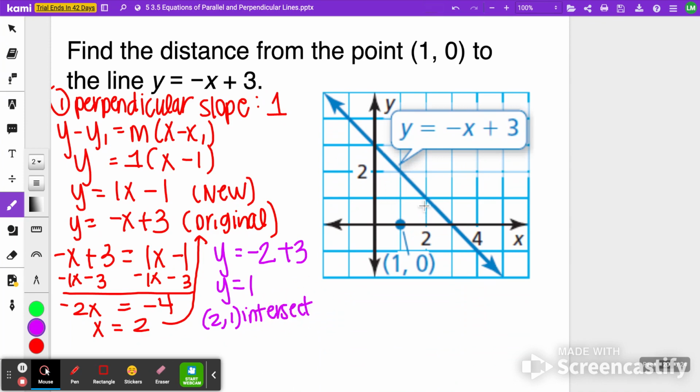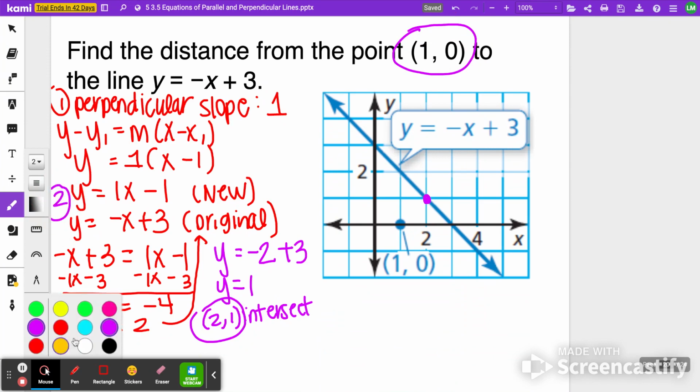Okay, so here's (2, 1). Now I want to know the distance between the original point and this point. So I just did step 1, and here is where I did step 2. Step 3 now is going to be using the distance formula. I'm going to use these 2 points, (1, 0) and (2, 1), as my (x1, y1) and (x2, y2).